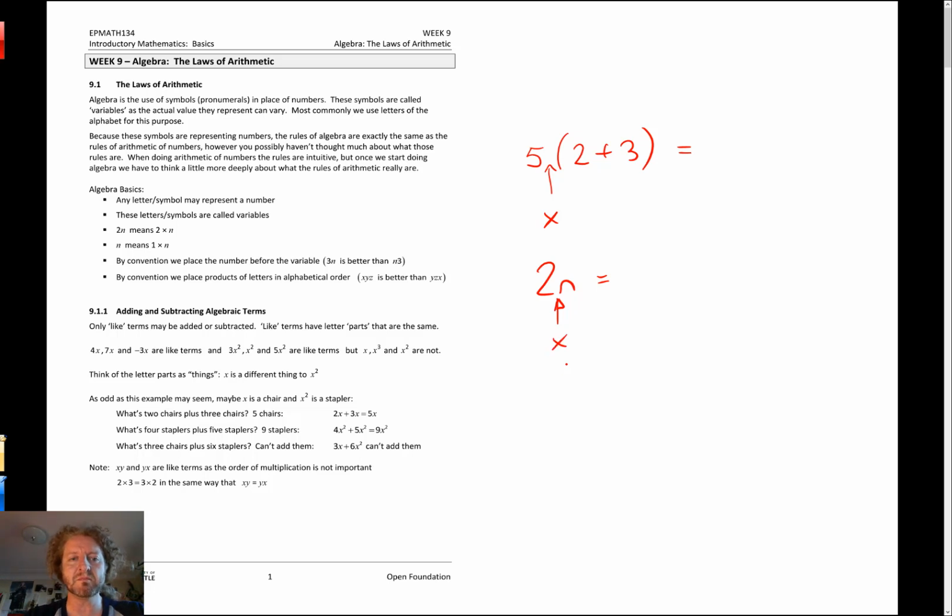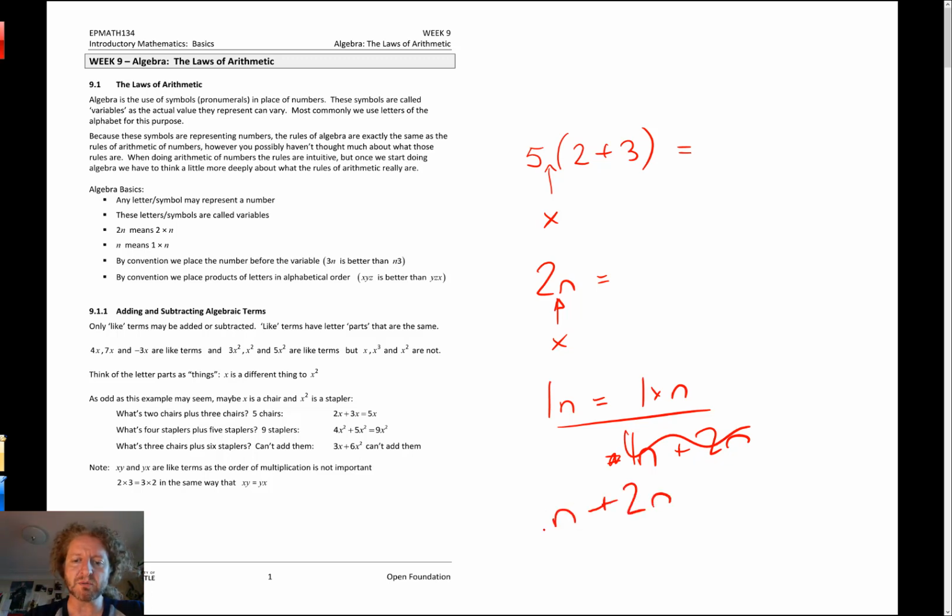That's 2 times n. And n means 1 times n. I mean, you can say 1n is 1 times n, absolutely. But 1 times n is still n. We don't bother writing the 1. But there can be times when you might have a question that says, what's 1n plus 2n? Or, sorry, I should have said, what's n plus 2n?